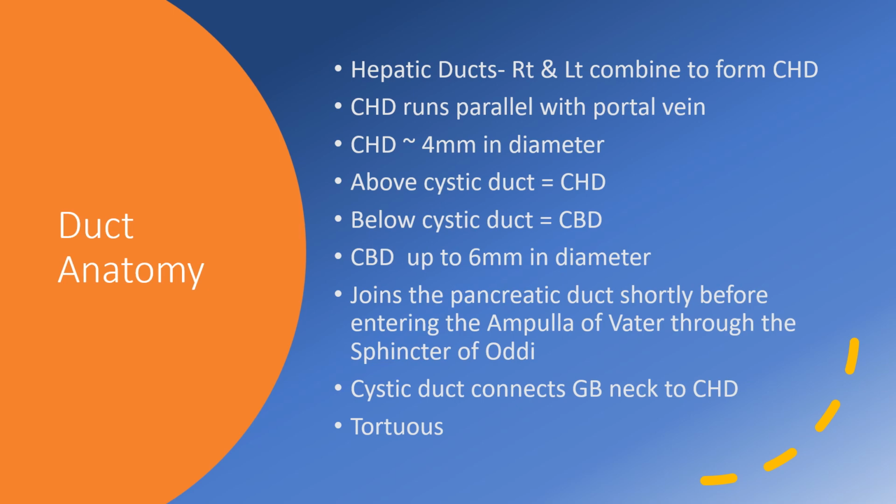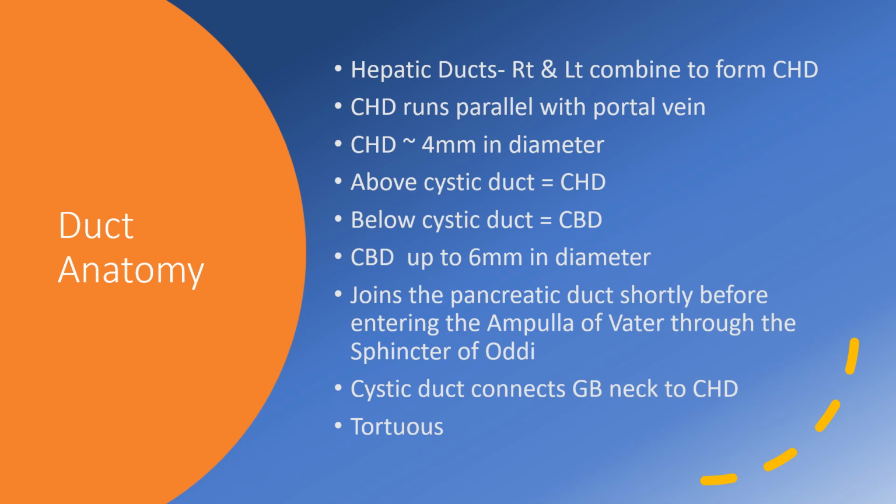It's going to be larger in patients as they age. You can use as a rule of thumb approximately 1 millimeter in diameter increase per decade. So we go from about 3 millimeters in our 30s to up to 6 millimeters in our 60s and 70s. Once we hit 70, even if it's a little larger than that, up to 10 millimeters is not unusual. It's going to join the pancreatic duct shortly before entering the ampulla of Vater through the sphincter of Oddi. The ampulla of Vater is the opening into the duodenum.